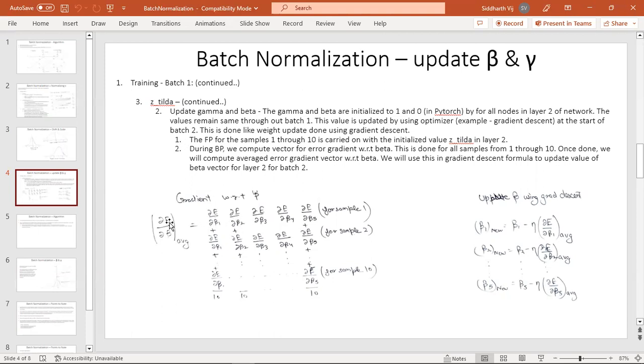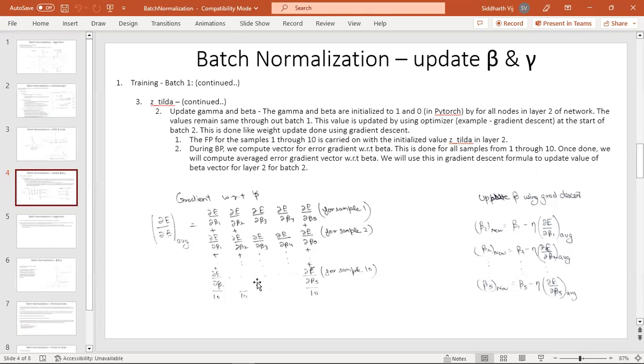If you see here, the error gradients with respect to beta are calculated for each of the samples, right? So in this row, you have sample number 1. You have 5 beta values for 5 nodes available in the second hidden layer of the network. So you would have error gradient with respect to beta 1, error gradient with respect to beta 2, and so on till error gradient with respect to beta number 5. And this complete row containing 5 values will be for sample 1. In the same way, you'll get 5 different values in a vector for all the 10 samples.